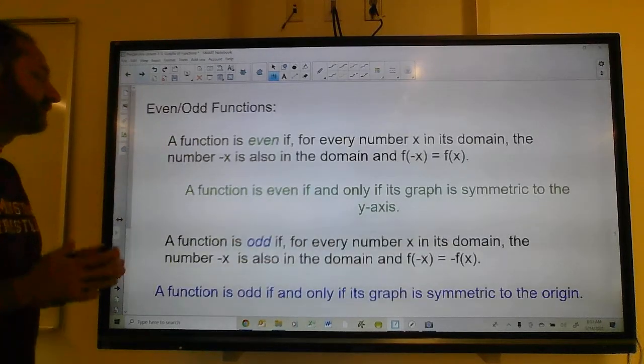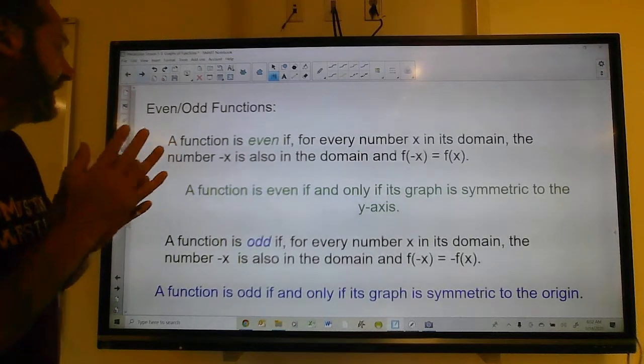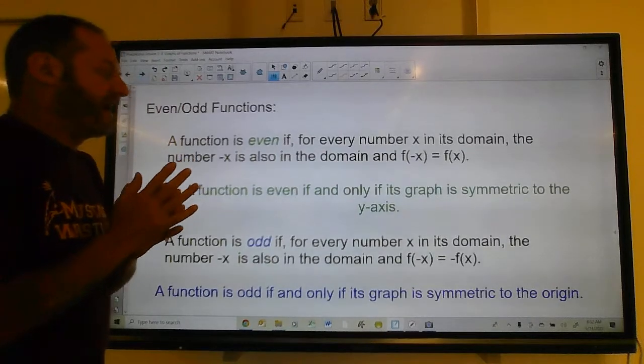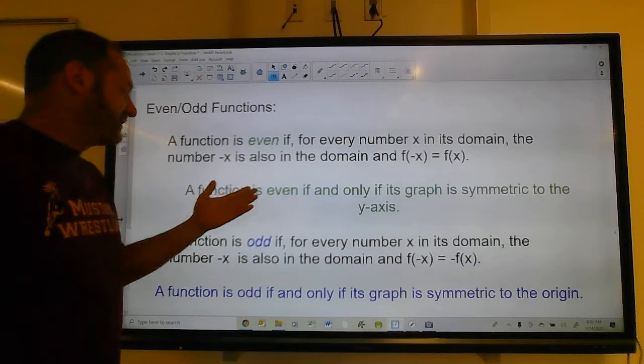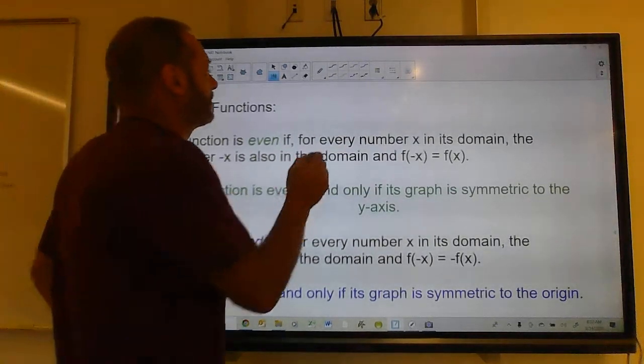Okay, even or odd functions. A function is even if for every number x in its domain, the number negative x is also in the domain, and f of negative x equals f of positive x. Okay, what does that really mean? It means a function is even if and only if its graph is symmetric to the y-axis. So let's look at a picture.